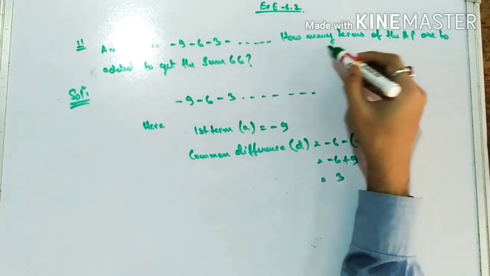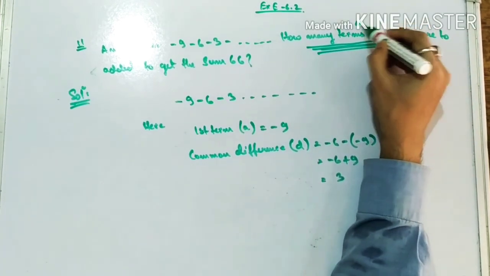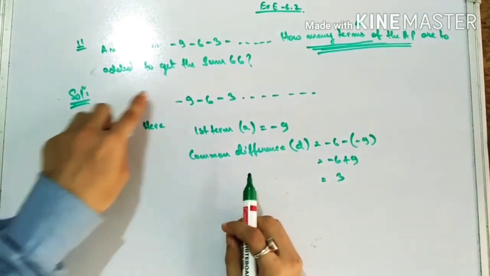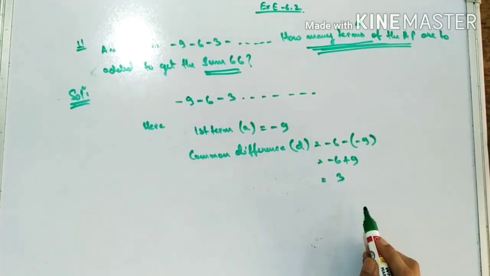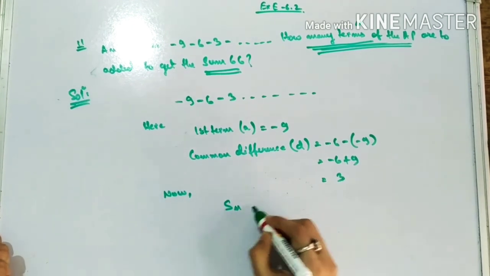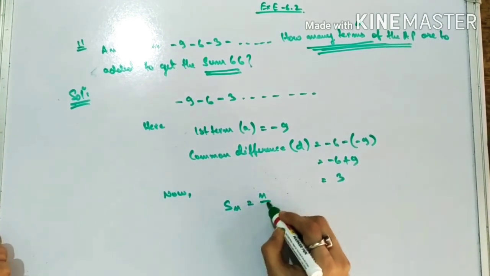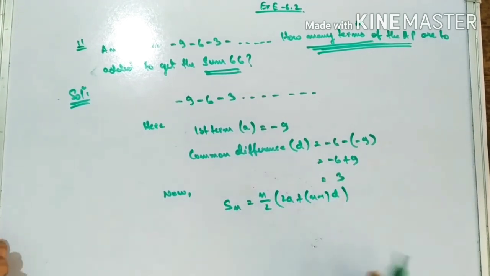Again in here asking how many terms of the AP, that means small letter n I will have to find to be added to get the sum 66. Sum is given 66, that means Sn is given. Okay, so again same thing I will do. Now Sn formula I will use. Sn is equals to n by 2 into twice a plus n minus 1 into d.